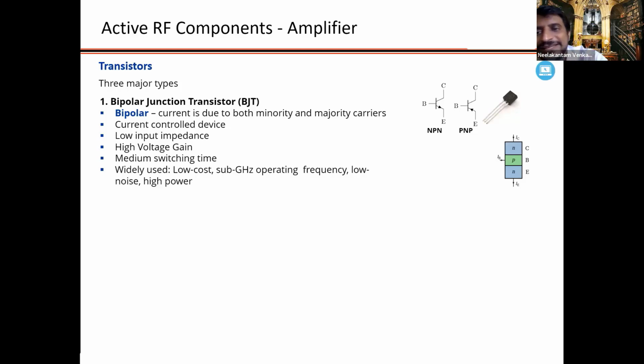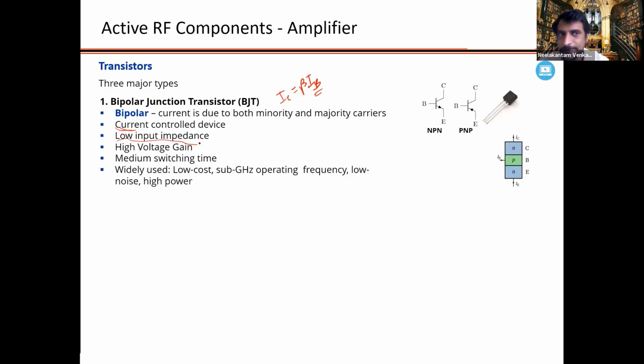But predominantly, it's a current control device. We see that your IC is going to be beta times IB. So depending on IB, your IC is controlled. So it's a current controlled device. If it's a current control device, it should at least accept IB in the first place. That means it's a low input impedance device. That means it's going to be drawing IB current into the transistor.